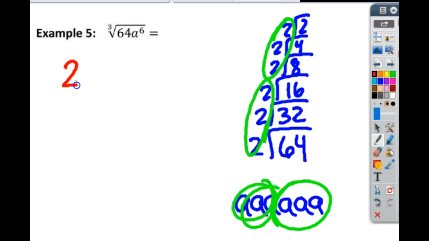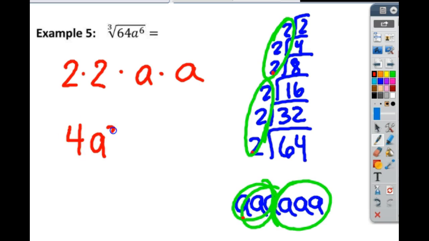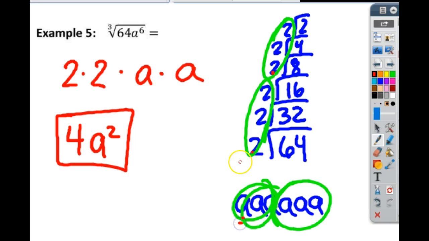So I have a group of 3. I have another group of 3. I have a group of 3, and I have another group of 3. Do I have anything left over that's not in a group of 3? Everything groups up. This would be a perfect cube. This would be 4a squared. And why isn't there any radical sign in the answer? Everything made perfect groups except the one, and we don't count him.